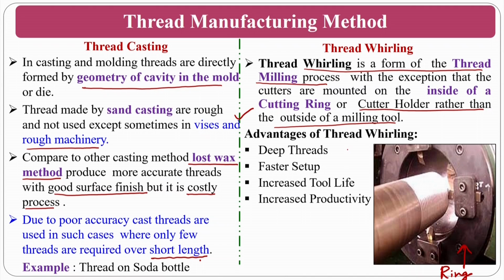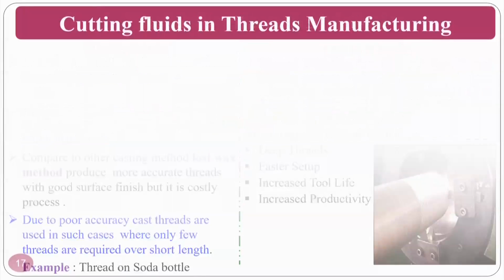The advantage of this one is that you can get deep threads. Assume I want very high depth threads, you can go for this faster process. If I want it in very little time, you can normally go for this one. Then tool life is increased, that means the tool wear is less, and productivity increases as the setup time is faster. So obviously your production time will be saved and the productivity will be increased.